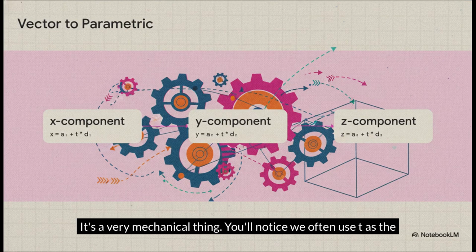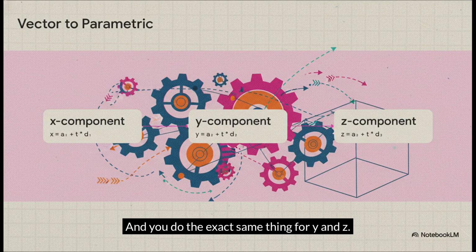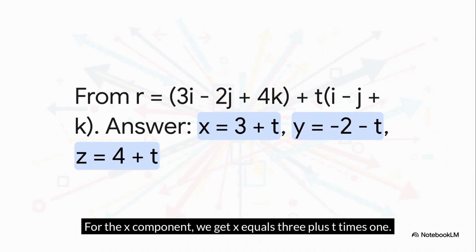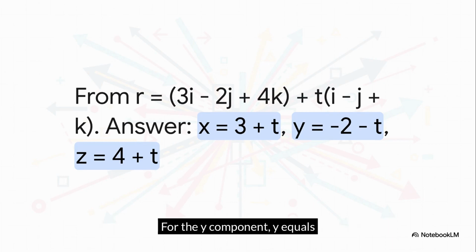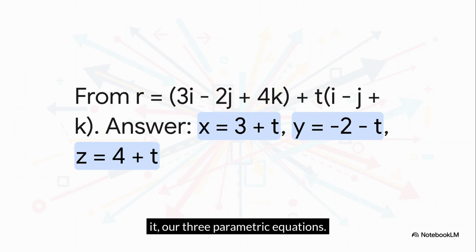You'll notice we often use t as the parameter here instead of lambda, but it's the same idea. The x-coordinate is just the x part of A plus t times the x part of D. And you do the exact same thing for y and z. It describes the exact same line, just in a different way. So let's just do that with our first example. For the x component, we get x equals 3 plus t times 1. For the y component, y equals -2 plus t times -1. And for z, it's z equals 4 plus t times 1. And there you have it, our three parametric equations.